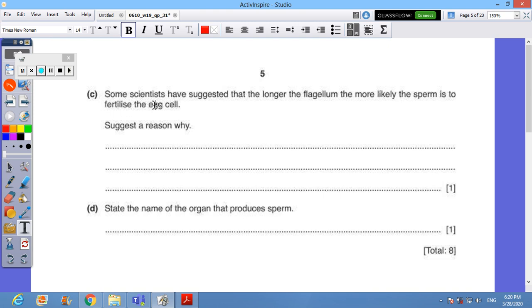We should say some scientists have suggested that the longer the flagellum, the more likely the sperm is to fertilize the egg, meaning to reach the egg and cause it to be fertilized. Suggest a reason why. Why do scientists think this is true? Because simply the taller the flagellum, the faster the sperm. Don't forget that the sperm does depend on the flagellum to swim and reach the egg. It makes sense that the taller the flagellum he does use, the faster, the easier, the more likely he does fertilize the egg. State the name of the organ that produces the sperm. These are testes as a plural or testis as singular.